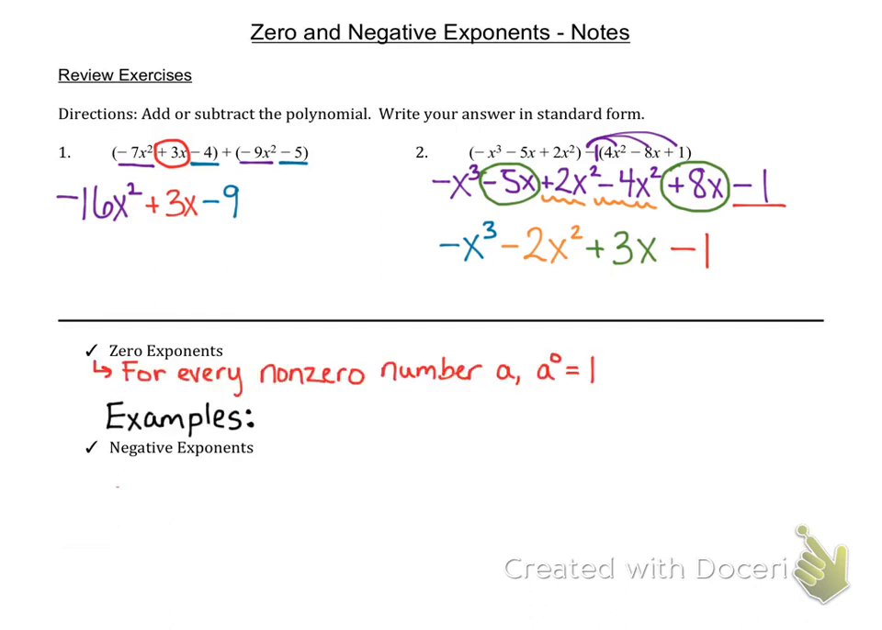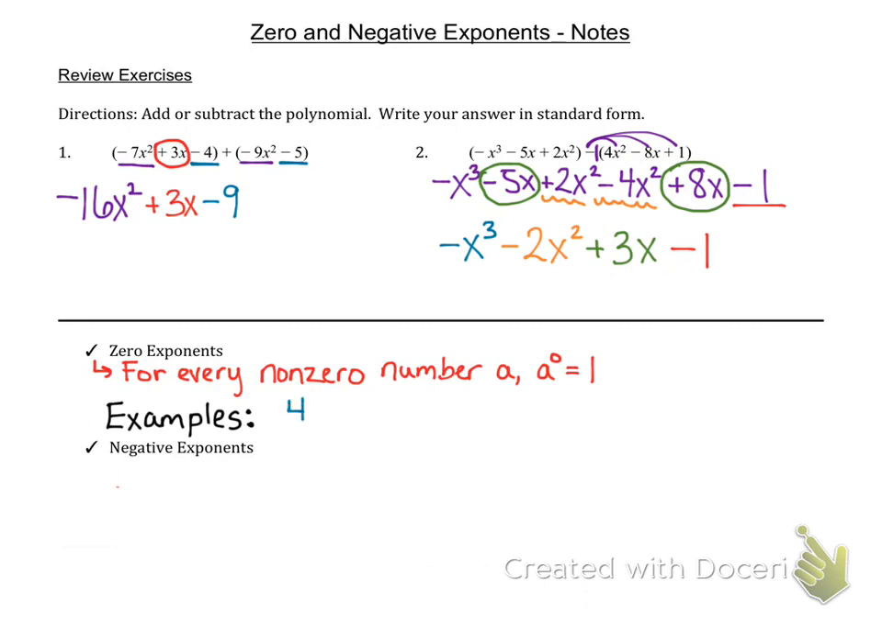Now let's talk about zero and negative exponents. So for zero exponents, for every non-zero number a, so when the base is not 0 and the exponent is 0, your answer will always be equal to 1. So here are some examples.